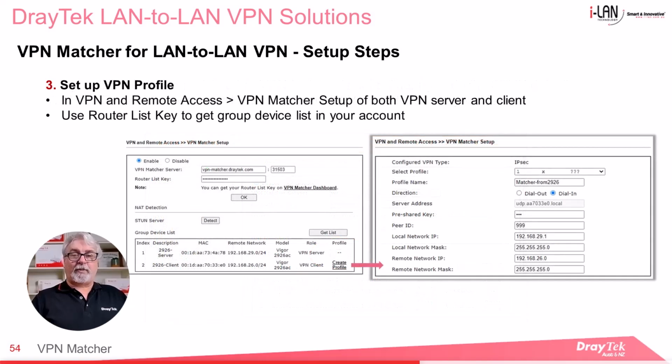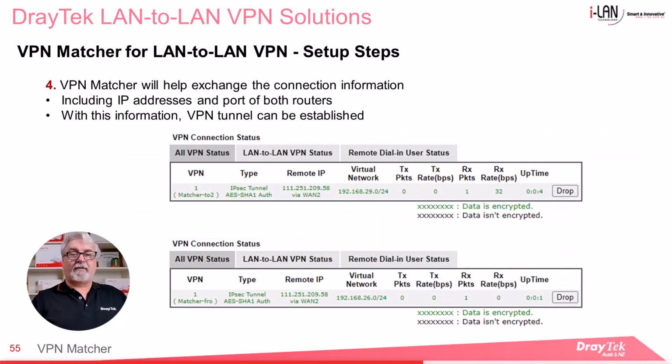Now set up the VPN profile. In VPN and remote access, VPN Matcher sets up both the VPN server and client. Use the router list key to get the group device list in your account. Once the setup is complete, VPN Matcher will help exchange the connection information, including IP addresses and ports for both routers. With this information, the VPN tunnel can be established.